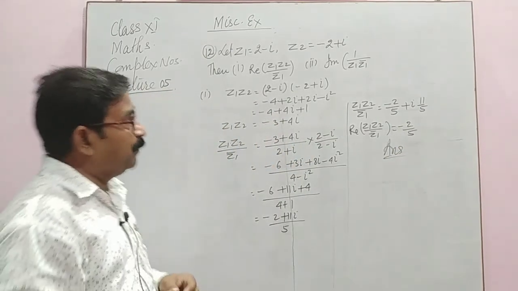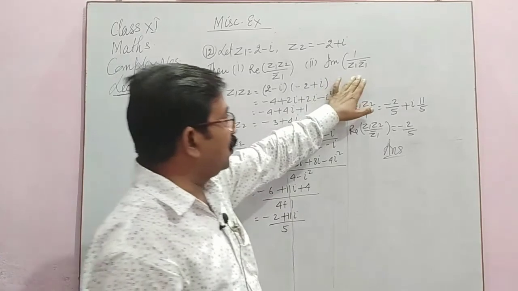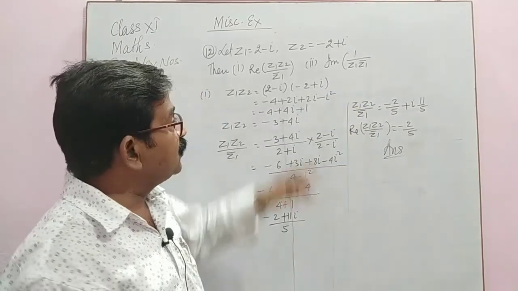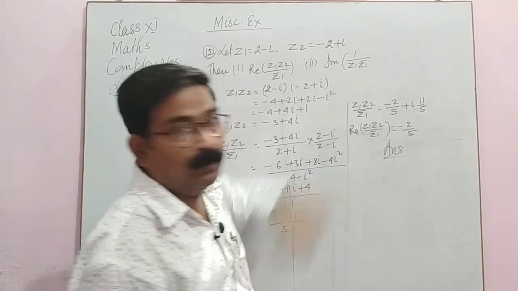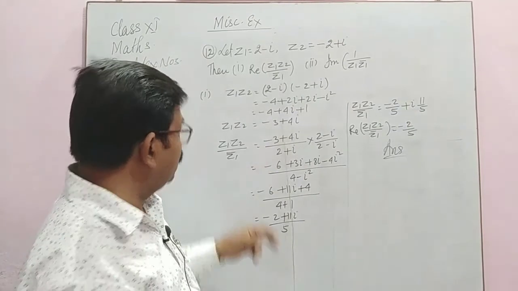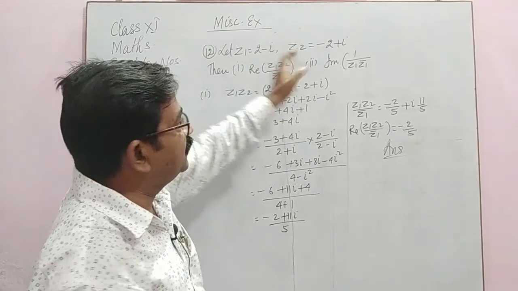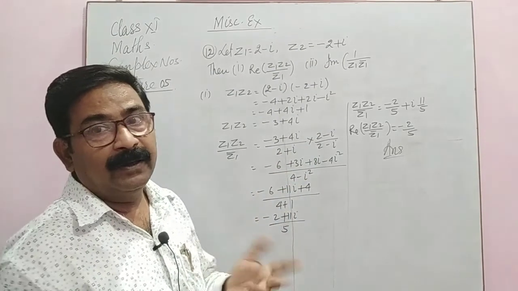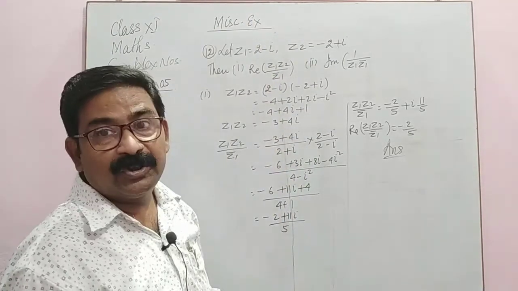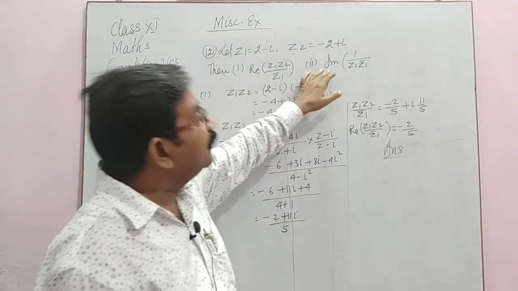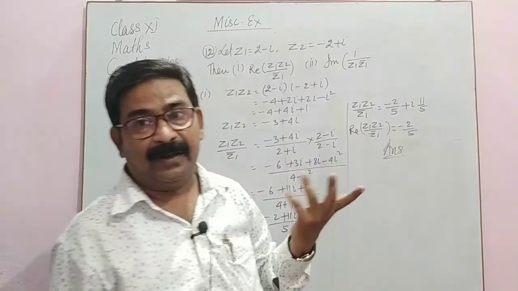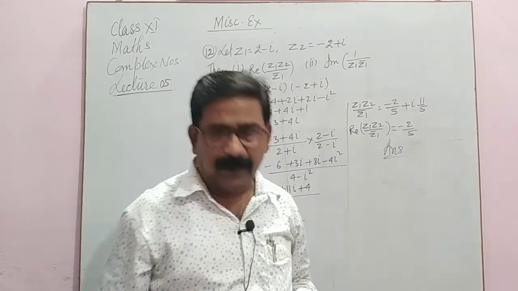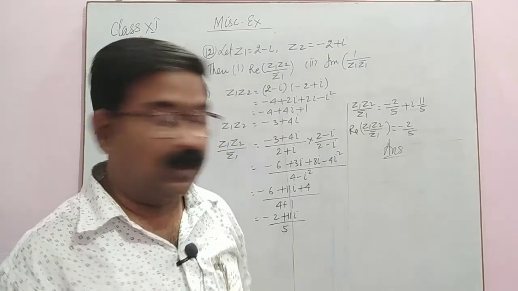In the same manner, you have to solve the second part also. First you will find z1 and z1 bar. Multiply z1 into z1 bar, this is 2 − i and z1 bar is 2 + i. Get its value, then take 1 upon that much, simplify and get its imaginary part. Got it? So you have to solve this question yourself.